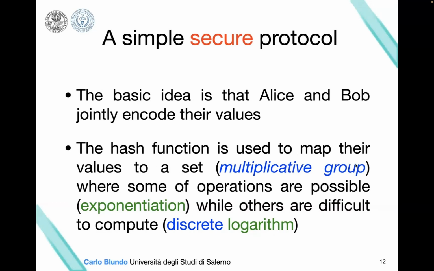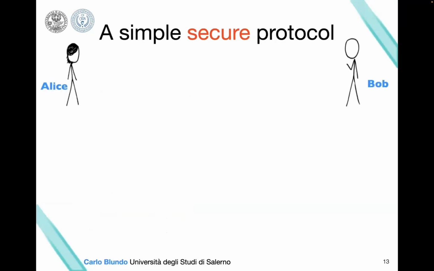In general, it will be a multiplicative group where some operations are possible and easy to compute. For instance, in a multiplicative group, we can easily compute an exponentiation, while other operations are difficult to compute. For instance, if we choose the multiplicative group in a suitable way, computing the discrete log of an element is a hard problem. So we use this property. And the secure protocol goes as I'll show you in a moment.